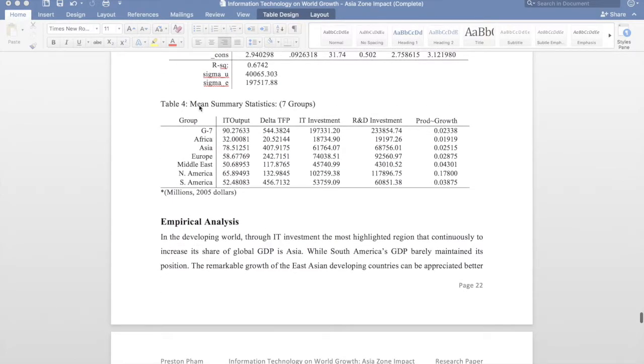And then down here, table number 4, I did a mean summary, and I divided it into 7 groups: the G7 top world economies, Africa, Asia, Europe, Middle East, North America, and South America. You can see here the IT investments and R&D investments are huge in the G7 economies, and their IT output is the highest of all. However, the second follower is 78.51, which is Asia, on the IT output.